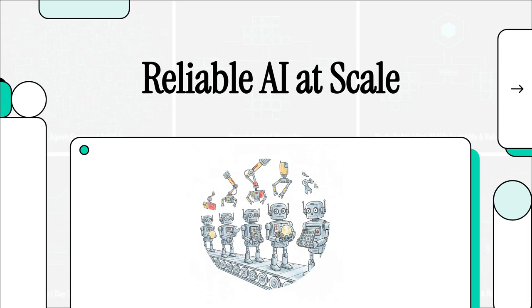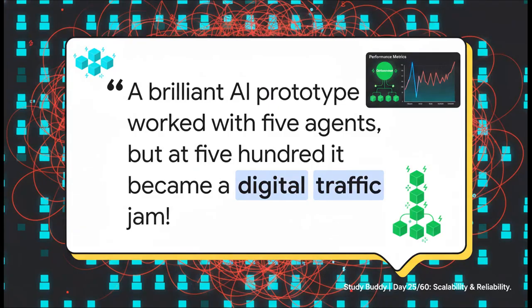Okay, so let's get right into it. We're going to tackle one of the absolute biggest headaches in building AI systems, how to make them actually work when you go from a tiny prototype to a massive real-world scale. So, story: once upon a time, you've got this brilliant AI prototype. With 5 agents, it's a work of art, a masterpiece, running flawlessly.